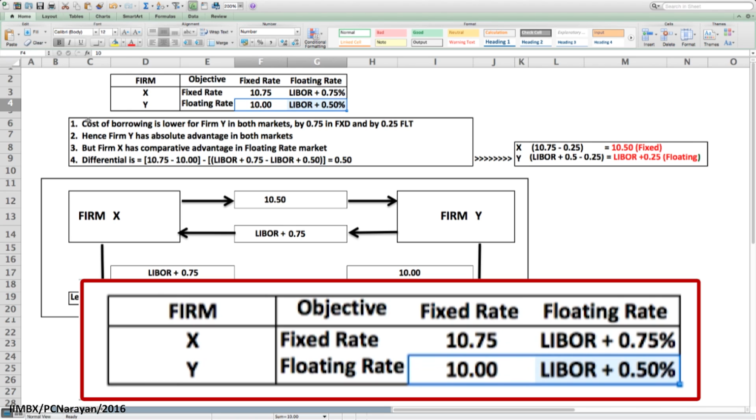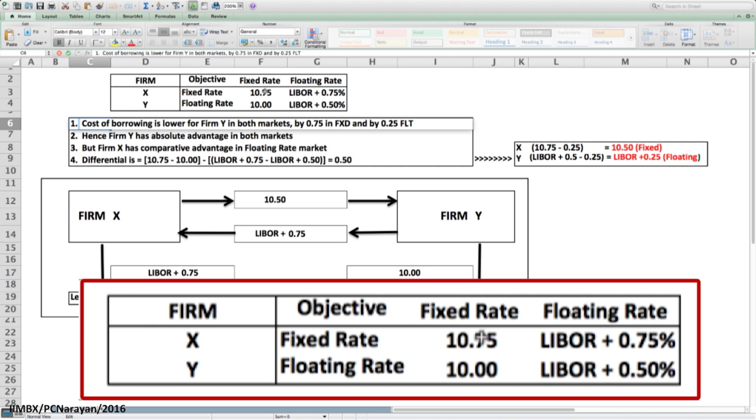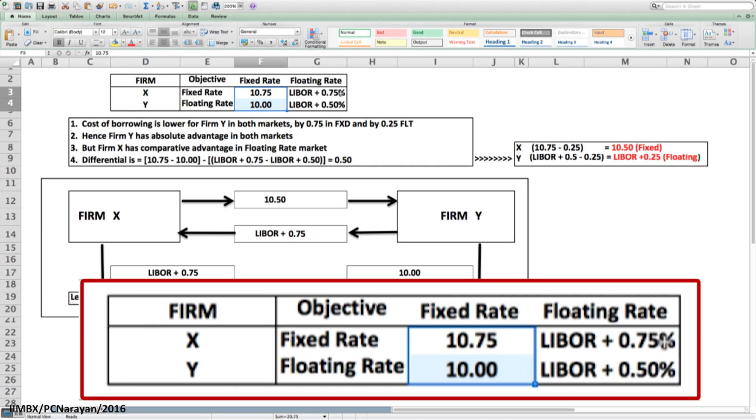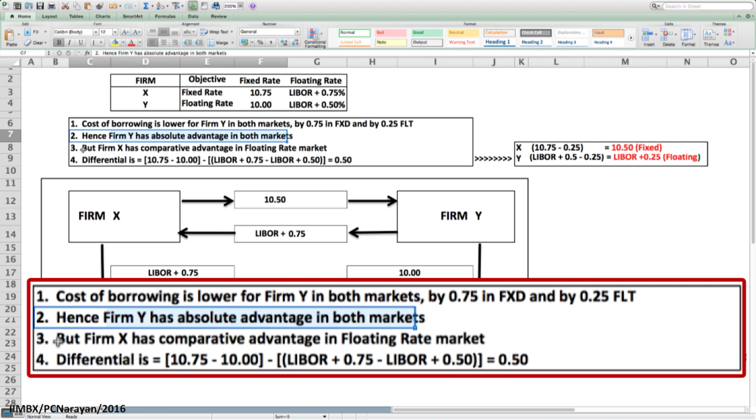Now, as you could see from the above table, the cost of borrowing is lower for firm Y in both the fixed rate and the floating rate market. In the fixed rate market, the difference is 0.75, and in the floating rate market 0.25. So in interest rate swap parlance, we say firm Y has absolute advantage in both markets, but firm X has comparative advantage in the floating rate market, because in the floating rate the difference is 25 basis points, in the fixed rate it is 75 basis points.